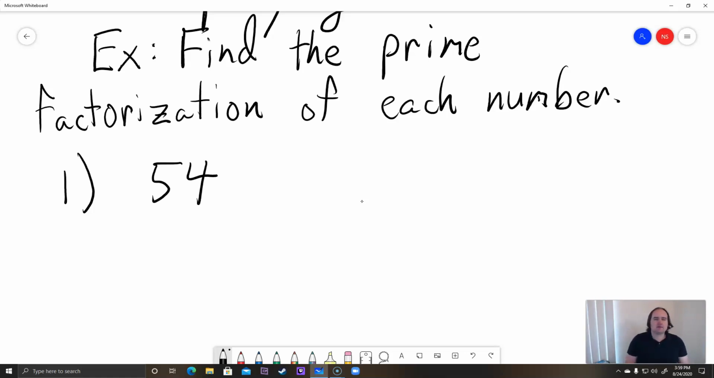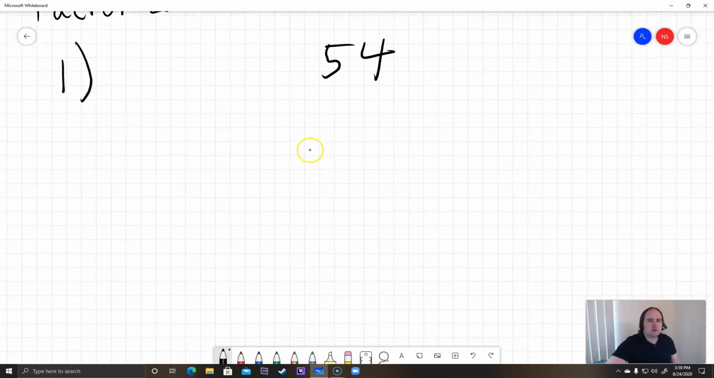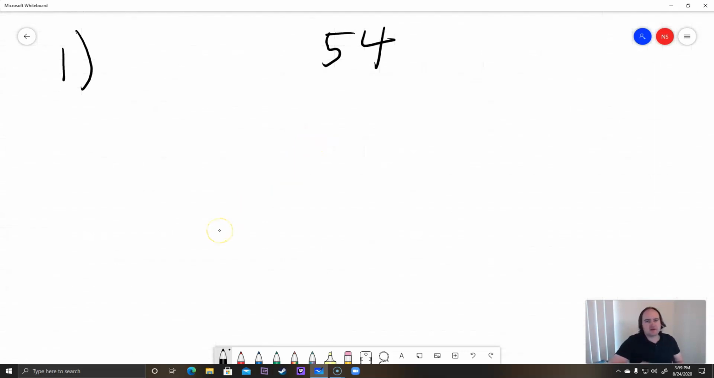Now there are a lot of ways of doing this, finding a prime factorization, but probably the most common, easy way of doing it is with a factor tree. Okay, so actually let me give myself a little bit more room here. I'll put 54 in the middle here. So what we're going to do is make a factor tree. And the way you make a factor tree is you think of numbers that multiply to 54, and then you start making what's called a tree.